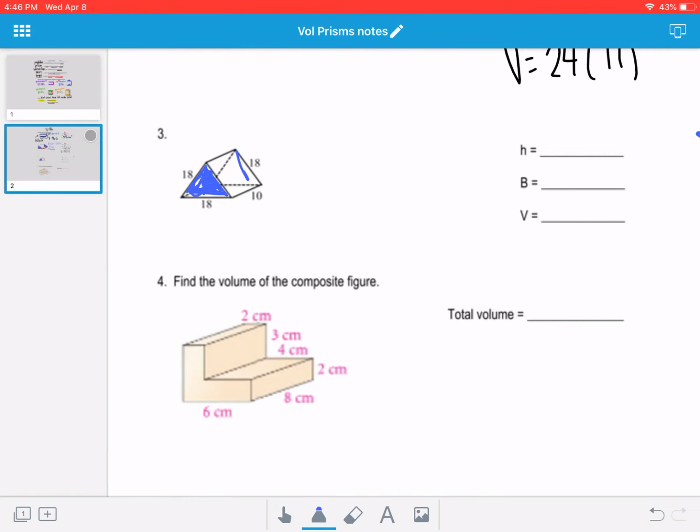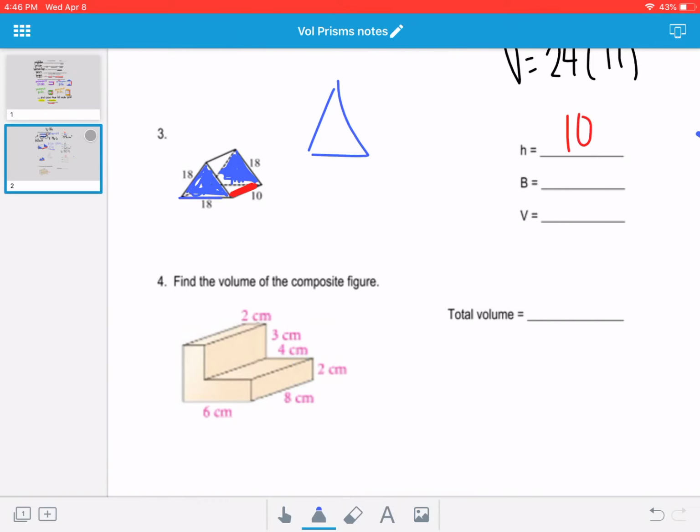If you're not printing these or you're unable to and you have to draw them, I would suggest also coloring them in. Remember, the height of the prism has to connect the two bases. So here the height's going to be 10. We have to find the area of the blue triangle.